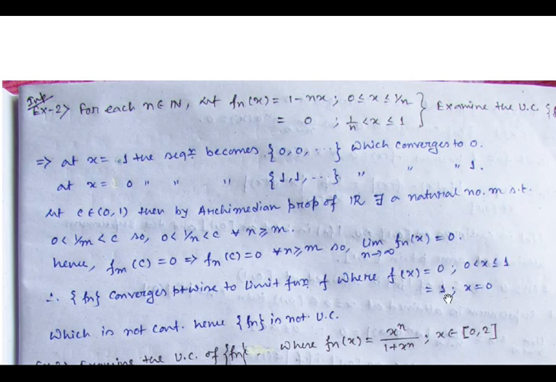So it is also discontinuous at x equal to 0. Therefore the convergence is not uniform.